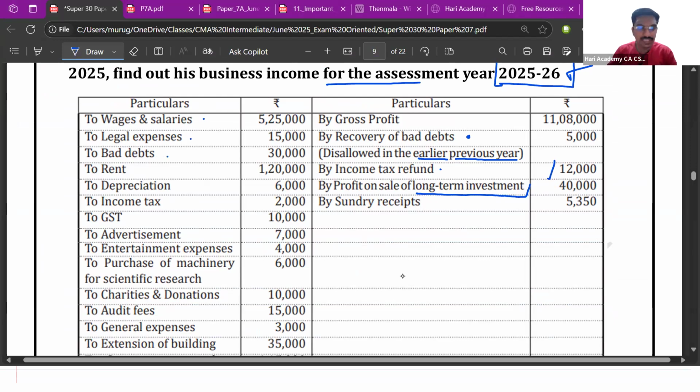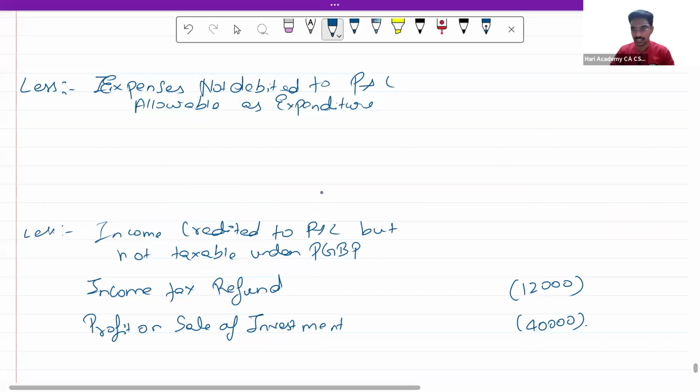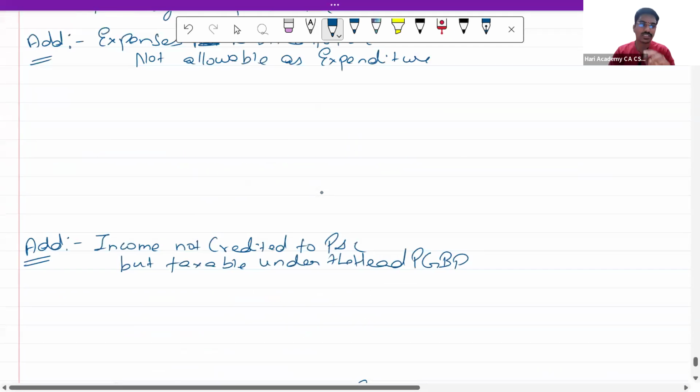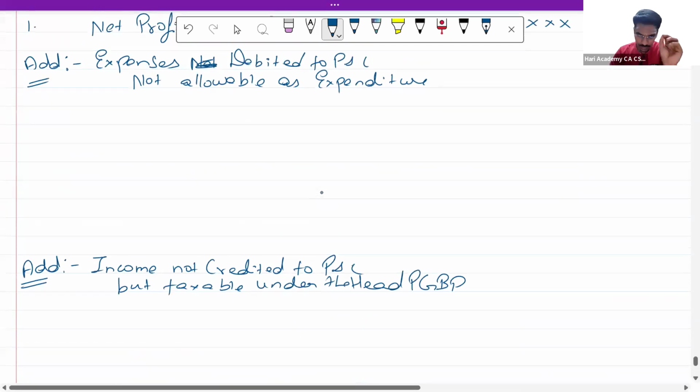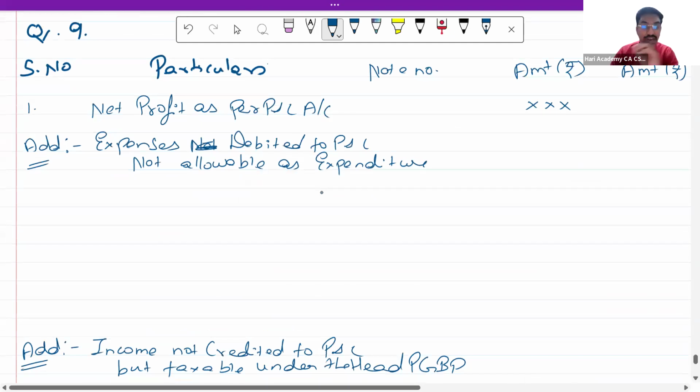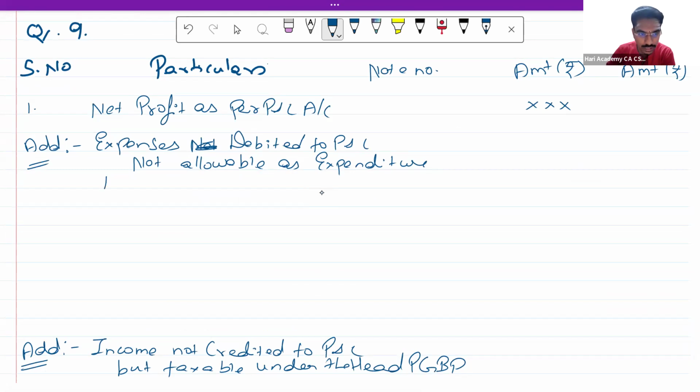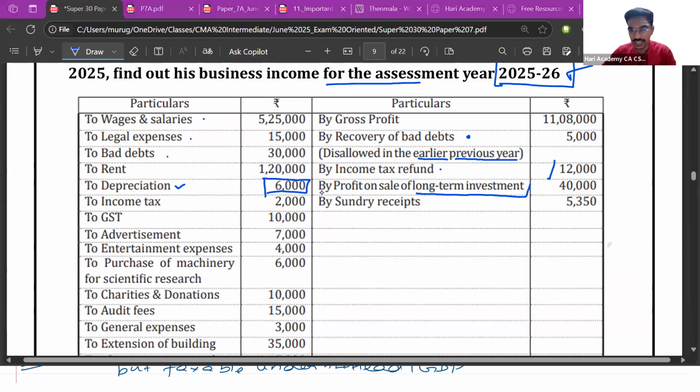Okay. Next is depreciation. See, in all your questions, the depreciation given in the question is as per Companies Act, or it is not as per Income Tax Act, and this is to be disallowed. Depreciation which is computed as per section 32 alone is allowable as expenditure, and any depreciation which is given as per books is to be added back. So depreciation is to be added back. It is an expense which is debited to P&L, but it is not allowable as expenditure. So this amount is to be added back. It is rupees 6,000.